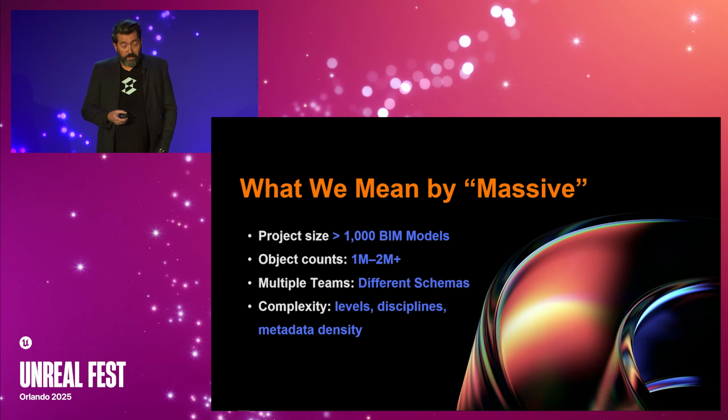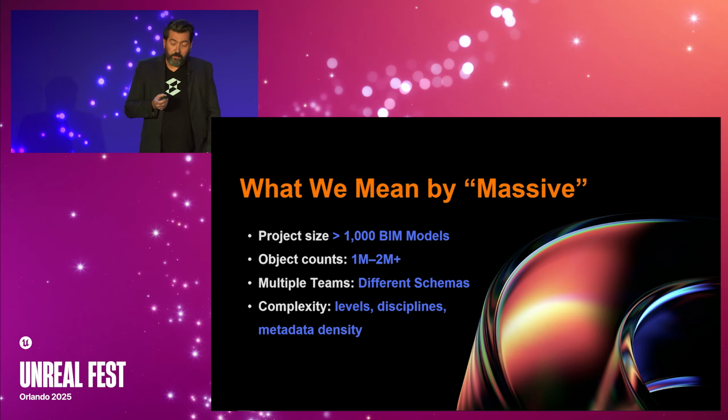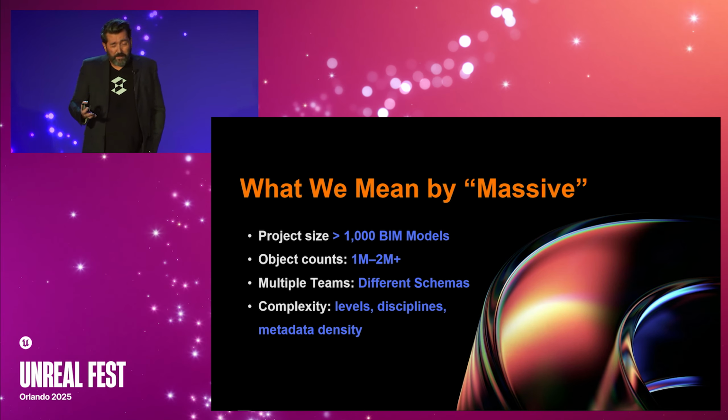So we're talking about projects with over 1,000 Revit models. We're talking object counts in excess of 1 million, 1 or 2 million objects. Multiple design teams working on it with tons of different design schemas, and just a ton of complexity in the BIM data. The one we're showing today, technically, has just under 3,000 Revit models in it, and is somewhere between 2 and 3 million objects.